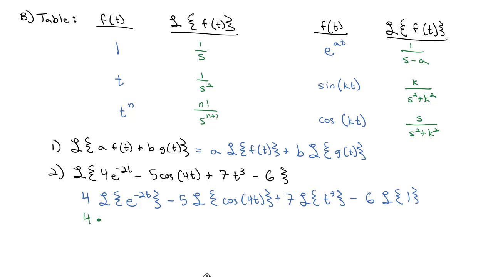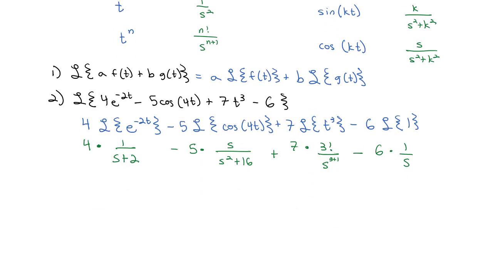And then we can use the table for each of these individual Laplace transforms. We have 4 times, our e to the negative 2t becomes 1 over s minus the exponent. A negative 2 makes it a plus 2. Minus 5 times, with cosine, we take s over s squared plus our constant squared. 4 squared is 16. Plus 7 times the Laplace transform of t cubed. Using our table up above, that's 3 factorial over s to the 3 plus 1. Minus 6 times the Laplace transform of 1, which is 1 over s.